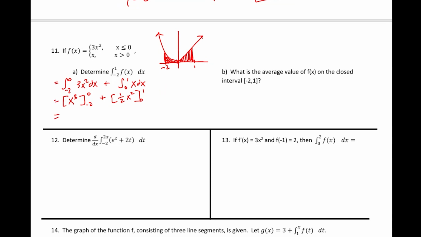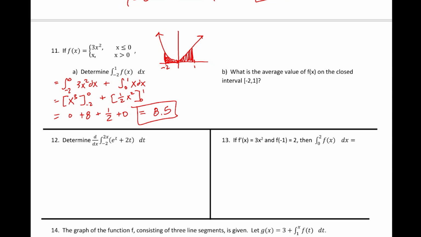So for the first one, if I plug in 0, I just get 0. Okay, and if I plug in -2, I guess I don't need these brackets. This is just a single term. If I plug in -2, -2 cubed is -8. So I have 0 minus -8. So that's going to really be 0 plus 8. And then for the last one, I've got 1/2 x squared. If I plug in 1, 1 squared is 1, times a half is just a half. And if I plug in 0, I'm just going to get 0. So I have 8 plus a half, which would be 8.5.